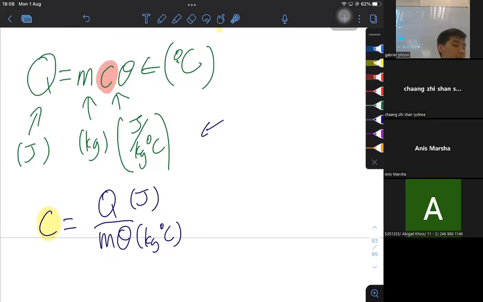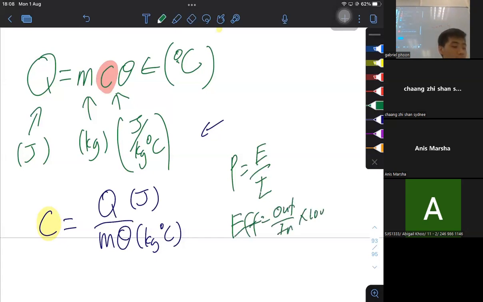All right, and then the final thing that you need to know for this question number 1 is basically the power formula. Power is essentially energy over time, and the efficiency formula is always output over input multiplied by 100%. Now, guys, in terms of this efficiency here, if you ever get an efficiency that is more than 100%, let me tell you, you are wrong for sure.